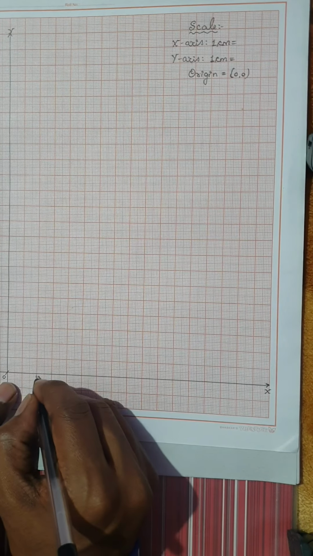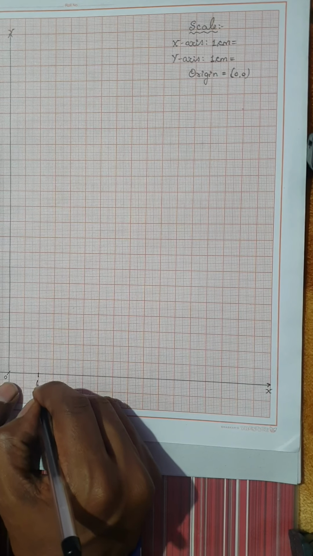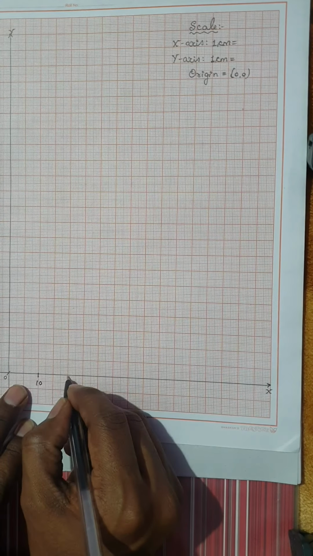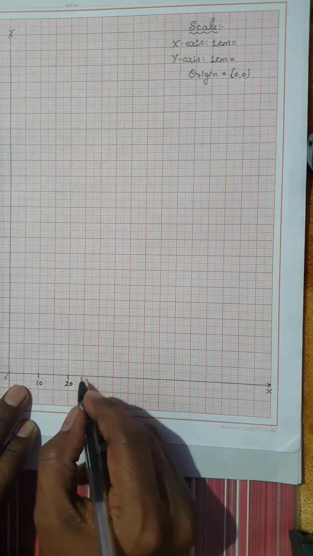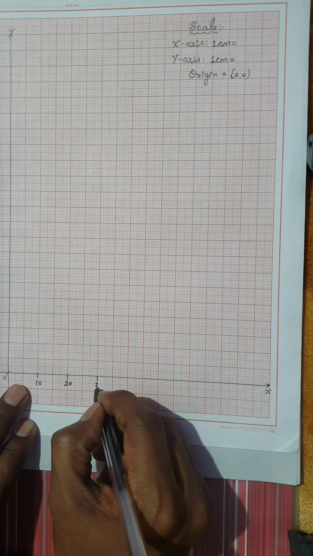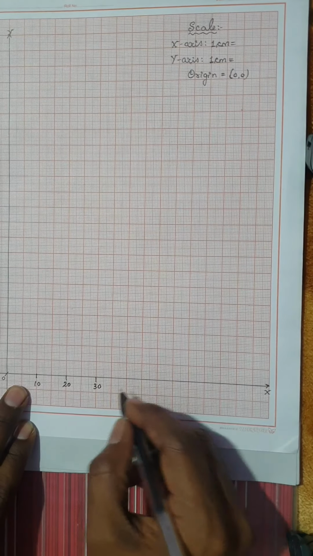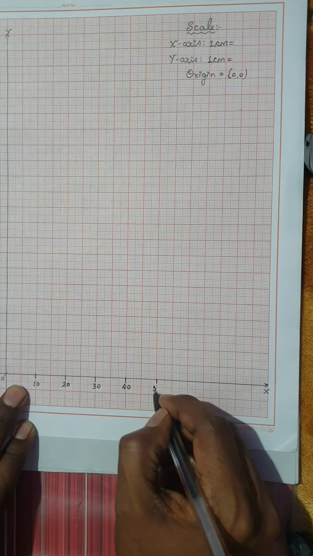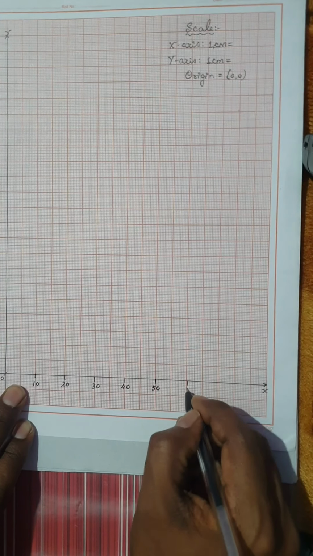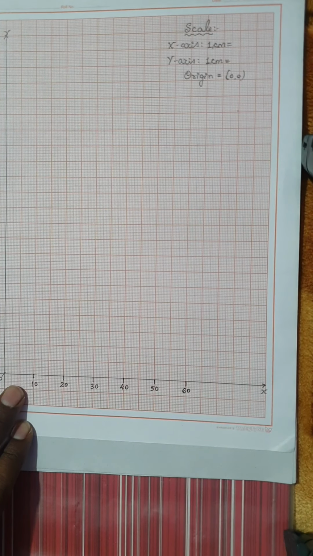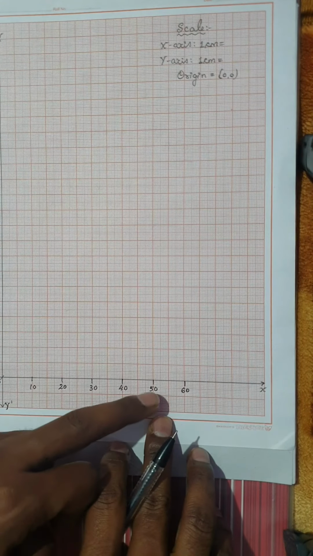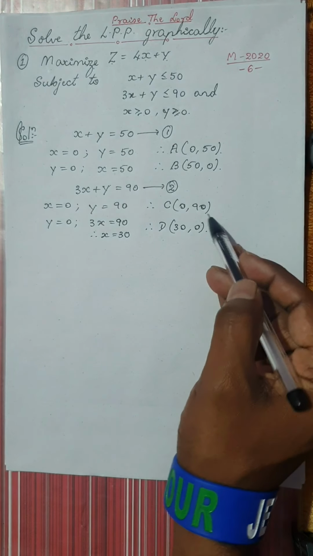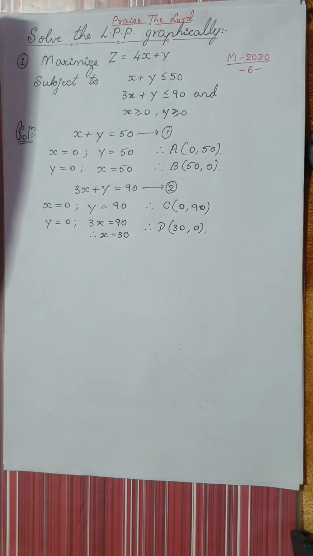So if you take 1 centimeter is equal to 5 units, you are going to get 5 and 10 and this is 15 and you will get 20, this is 25 and this point is 30 and this is 35, this 40, 45 and 50, 55, 60. That's enough because the maximum value of x is 50. I need not go further. Similarly, the maximum value of y you can check is 90, isn't it?